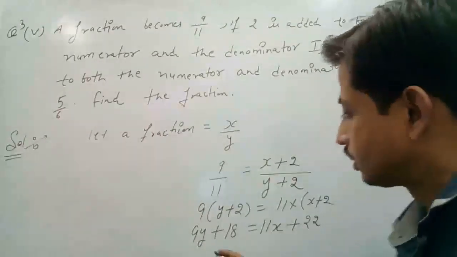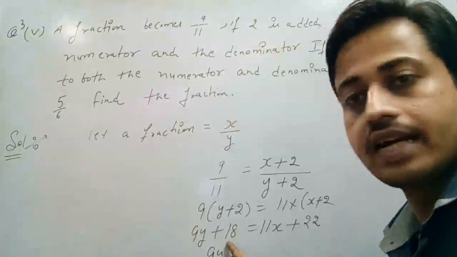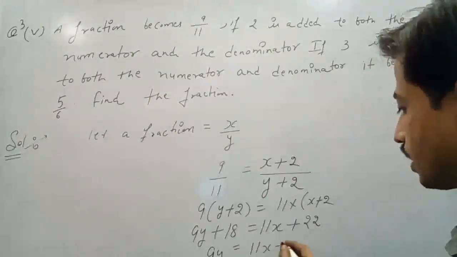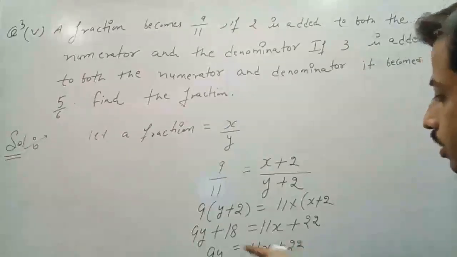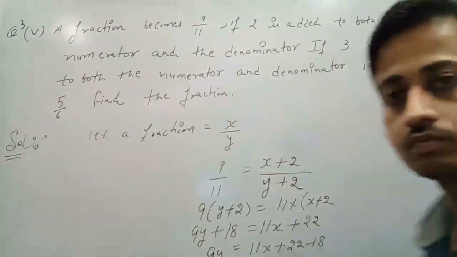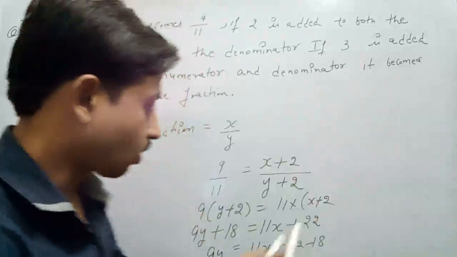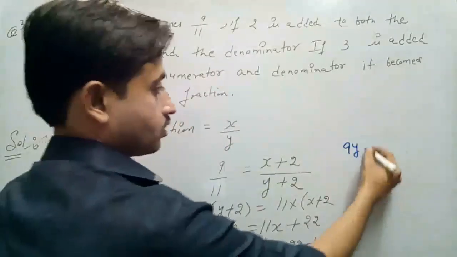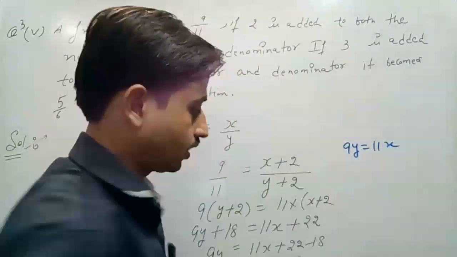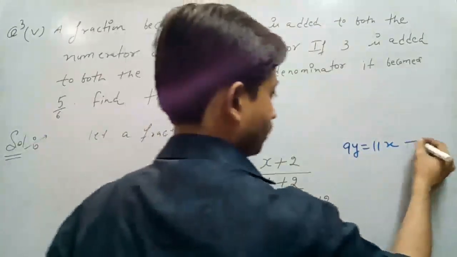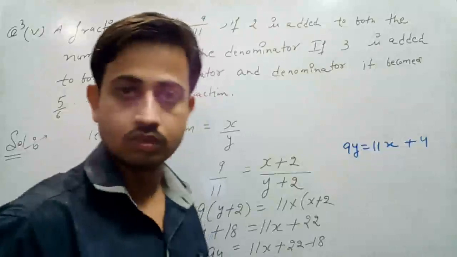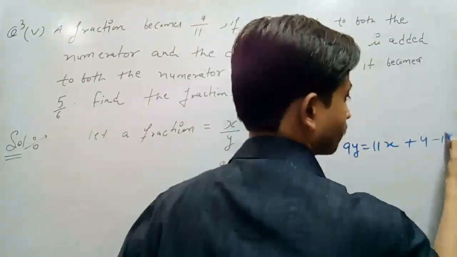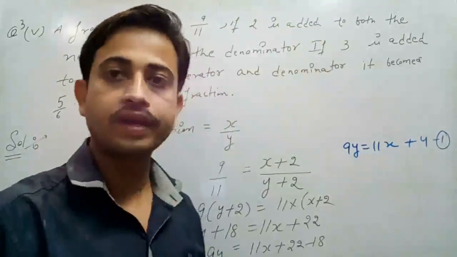Now 9y, take the 18 to the right side: 11x plus 22 minus 18. Now please solve this further. 9y is equal to 11x plus, 22 minus 18, we get 4. So this is our first equation. Now make the second equation.